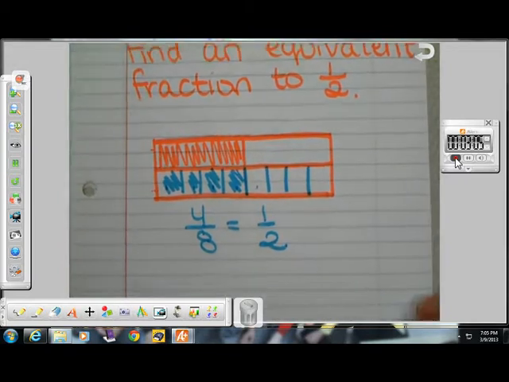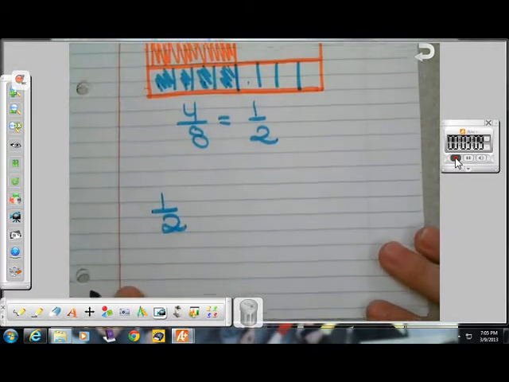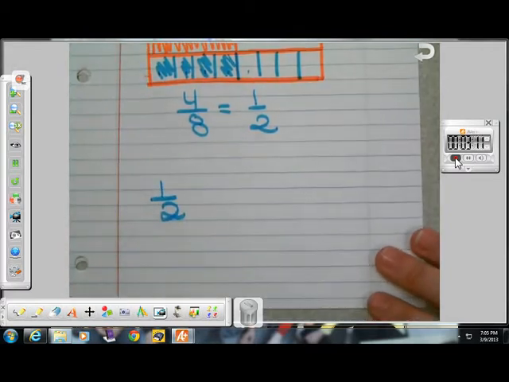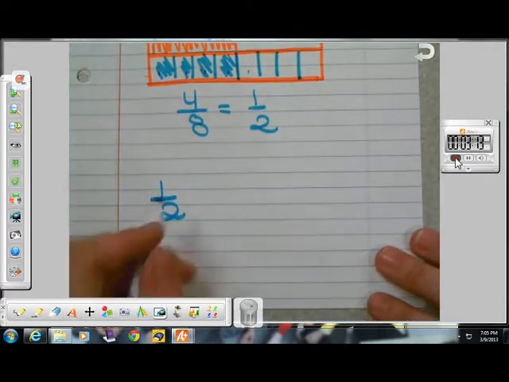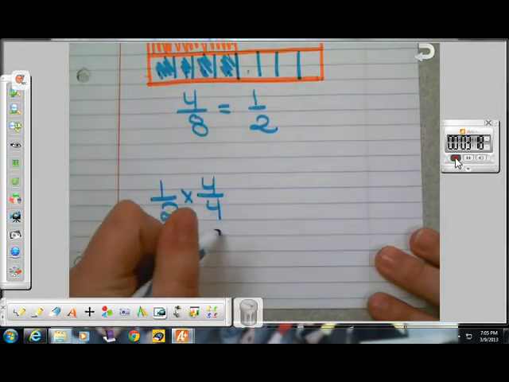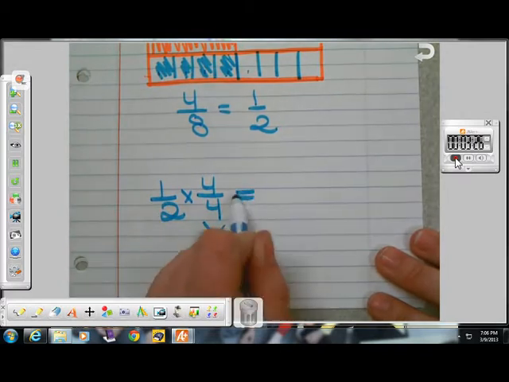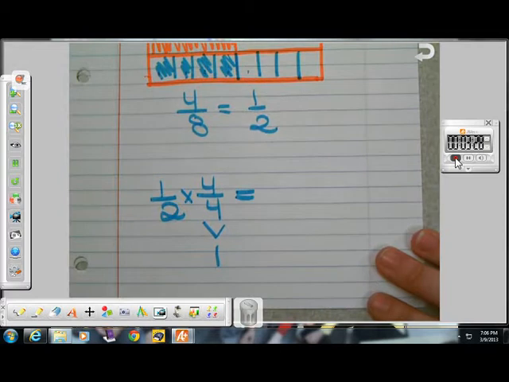Mathematically, 1/2, you multiply. Anything over itself equals 1 is a fraction. So for example, times 4/4. 4/4 equals 1. Anything times 1 is itself. So 1/2 times 1 would be 1/2. However, we're finding an equivalent fraction that is an exact match.